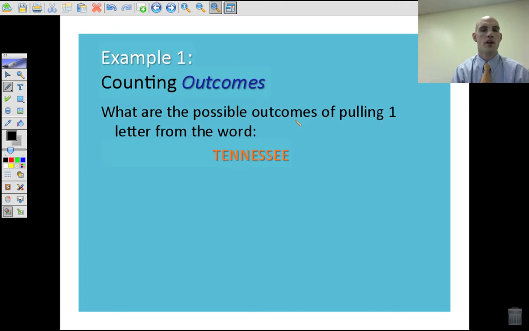Example 1. What are the possible outcomes for pulling one letter from the word Tennessee? Well, as you can see, I have a T. That's one possibility. So the possibilities that I could have, and this is going to be set notation, so I could have a T. Well, what else could I have? I could have an E, but that also eliminates this E, and this E. So E is also a possibility. What's another possibility? Well, an N is a possibility, but that eliminates that N.